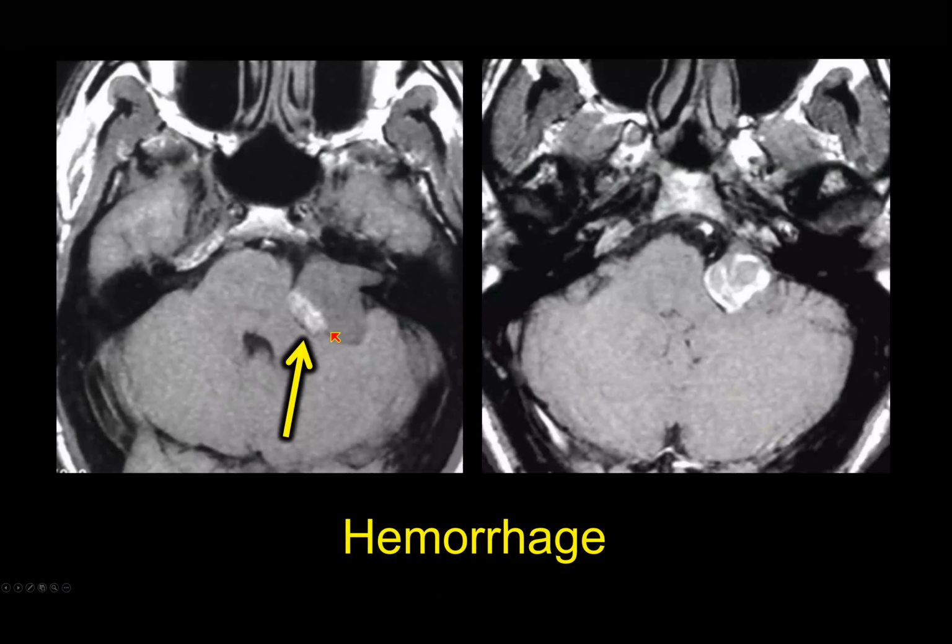We might even see T1 shortening, such as hemorrhage within these lesions. This is a pre-contrast MR. If you look, the nose is dark. Remember that the nose knows. So if the nose is not bright, that might be before contrast. So this is bright signal in this lesion that was hemorrhage within this vestibular schwannoma.